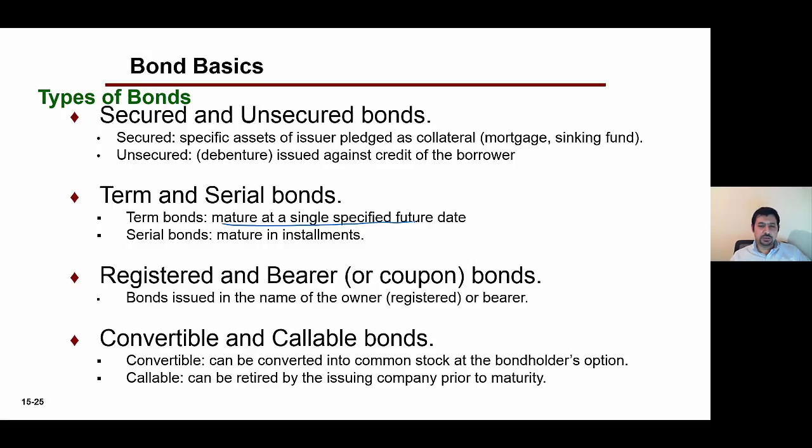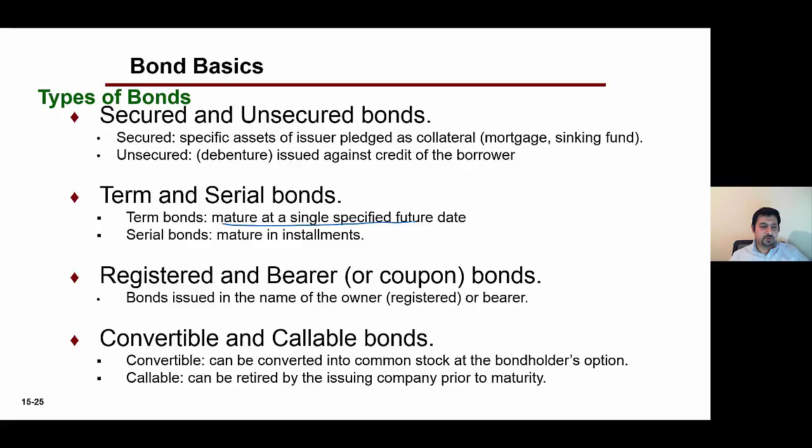We have also registered and bearer bonds. Registered bonds are registered to a specific person or company, so you have the name of the owner registered on the bond. Bearer bonds, sometimes also called coupon bonds, are bonds that are not registered to any specific owner. Basically, whoever has them will be able to sell them or use them.